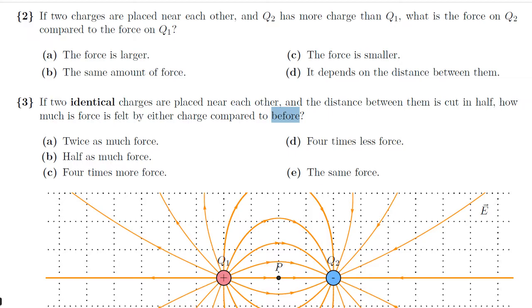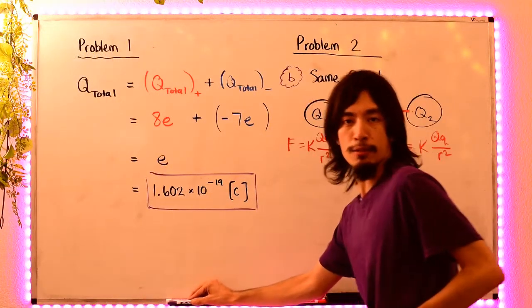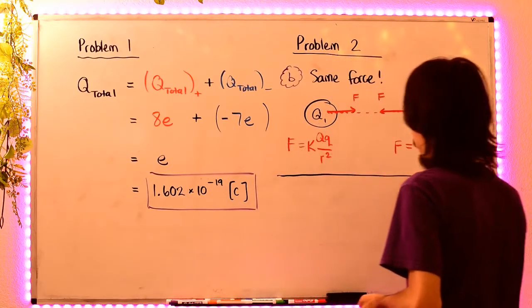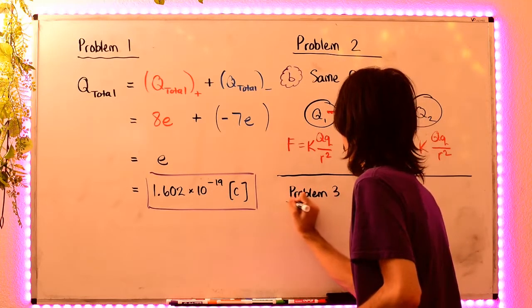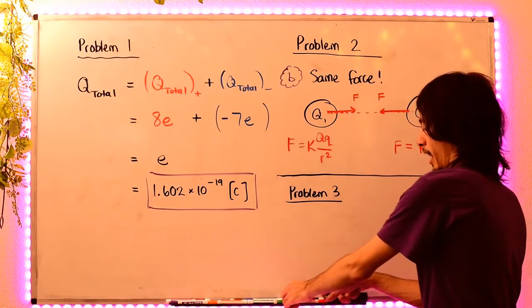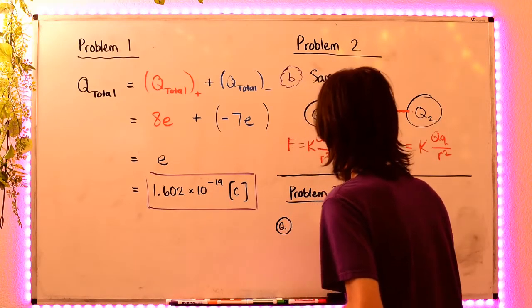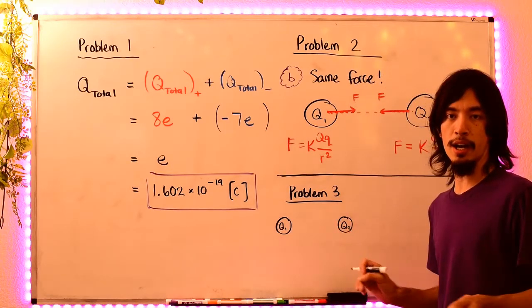So yes, the answer is C. There is 4 times more force. So I'll write that out. We know that it is 4 times more force for being half the distance because of the equation we just got done talking about. So for problem 3, we know that the initial situation has your 2 charges, Q1 and Q2, again, regardless of their sizes.